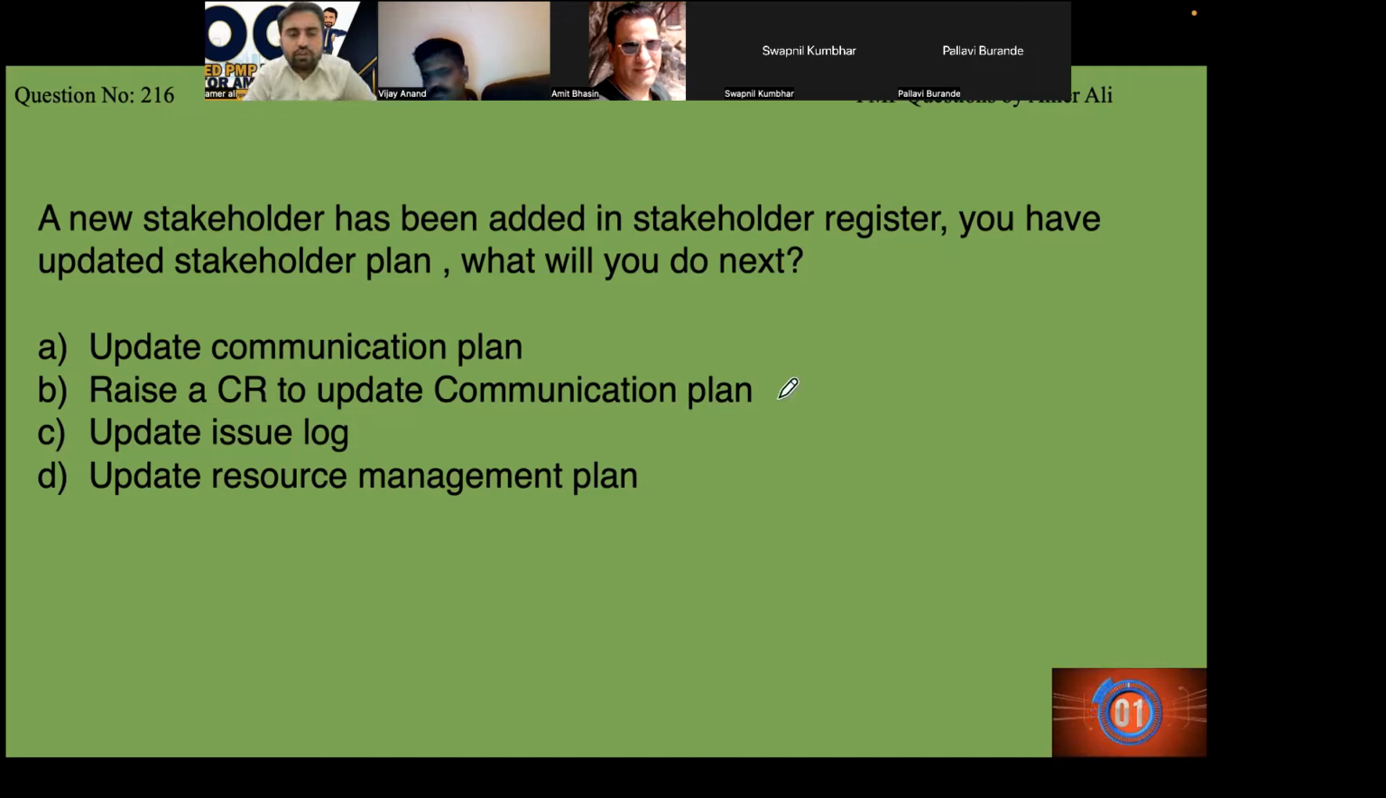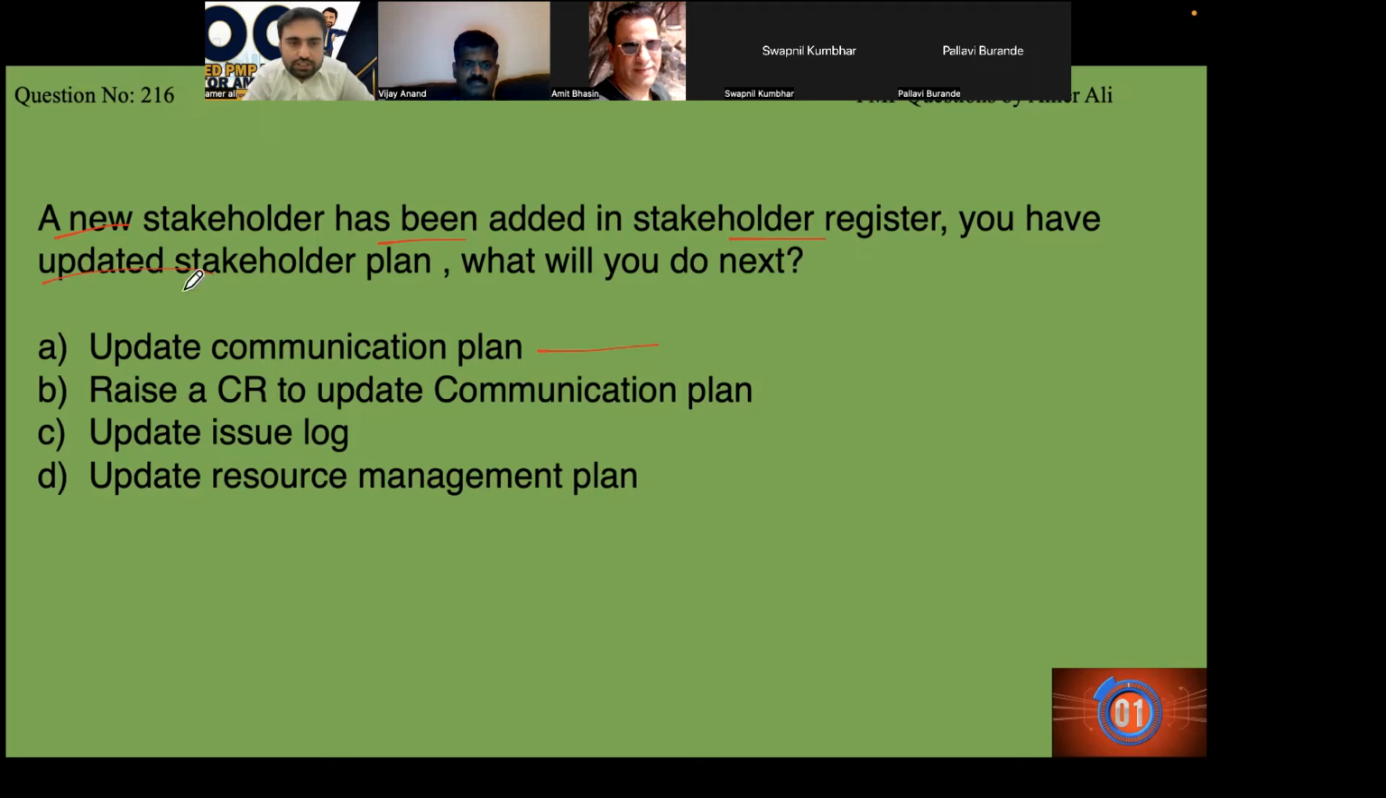So, a very straightforward question. A new stakeholder has been added in the stakeholder register. You have updated the stakeholder plan. What will you do next? Update the communication plan. Raise a change request to update the communication plan. Update the issue log. Update the resource management plan.